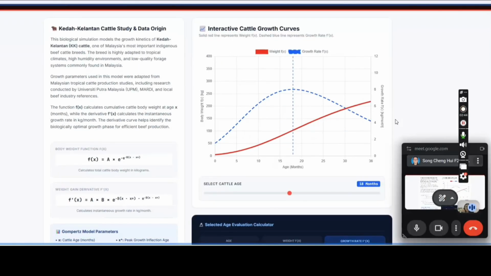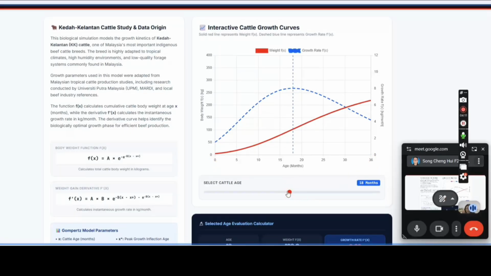So from this curve, we can see that the age is represented from the 0 month until the 36 month. There are several phases and different stages happening in this curve. For the first stage, which is the calf stage, from 1 month until 6 months is the calf stage.